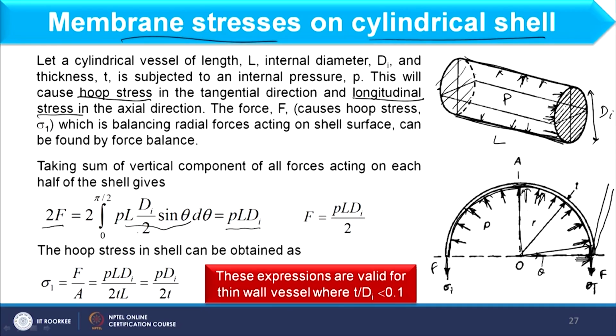Okay. Now, the hoop stress in the shell can be obtained as sigma 1 equal to F by A. Sigma 1 you see here, and that is basically F by A. A is what? A is this acting area. I hope you are getting it. So, A is basically this acting area, and T is the thickness of that sheet along the length. That would be the acting area. So, here we have sigma 1 as PLdi by 2TL, and that will be Pdi by 2T. So, sigma 1 will be equal to Pdi by 2T. This is the final expression of hoop stress. Okay. And these expressions are valid for thin walled vessels where T by di is less than 0.1. So, this is the expression we have derived considering hoop stress in a thin vessel.